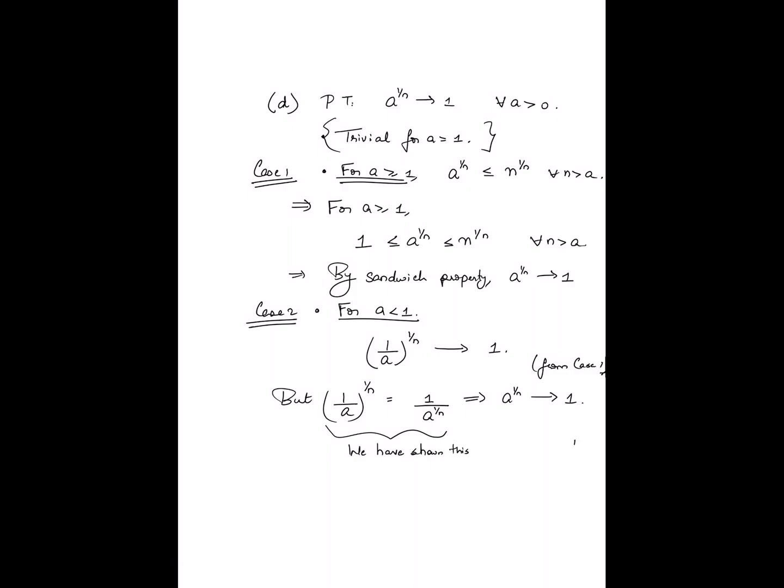Okay, so that in turn completes the proof, and we can argue that for all a positive, a raised to 1 by n tends to 1. Okay, so these are again a bunch of examples which are consequences of the definition of the limit. I'm going to conclude this video with one last point, which is, I'm also going to introduce the definition of what it means for a sequence to tend to infinity.